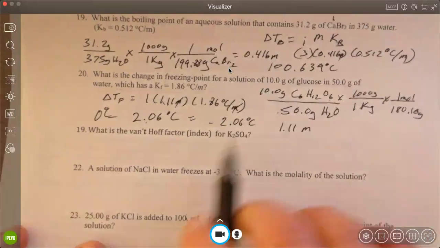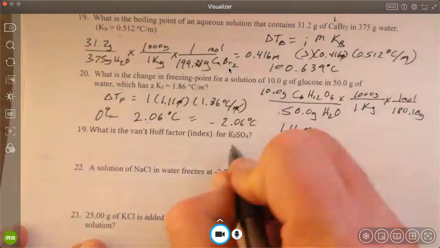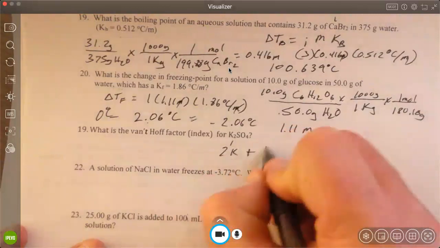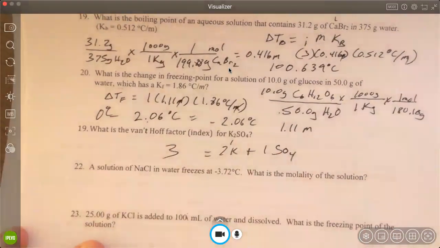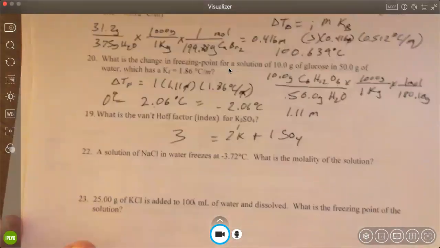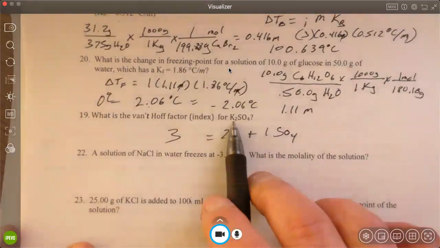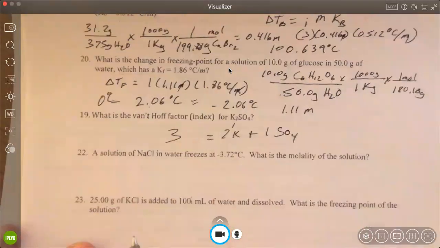The Van't Hoff factor for K2SO4, we have 2 Ks plus 1 SO4. So that is equal to 3. We know that K is potassium, which is a metal, so that does dissociate.